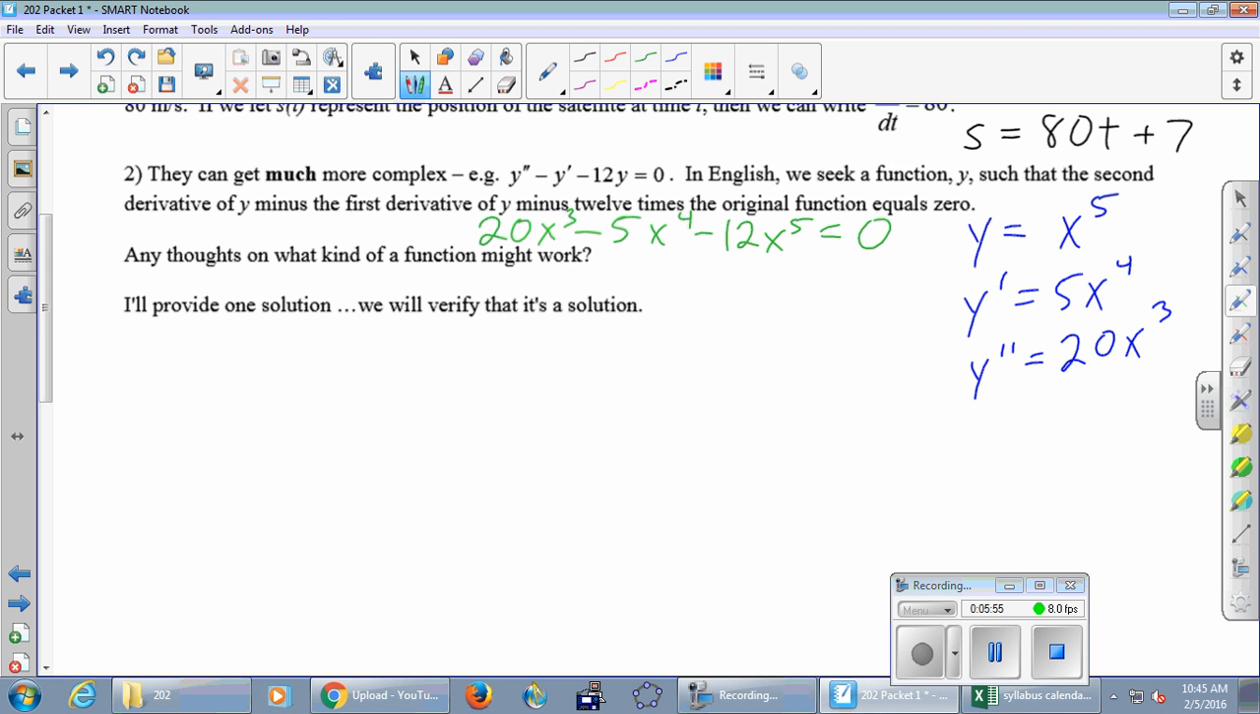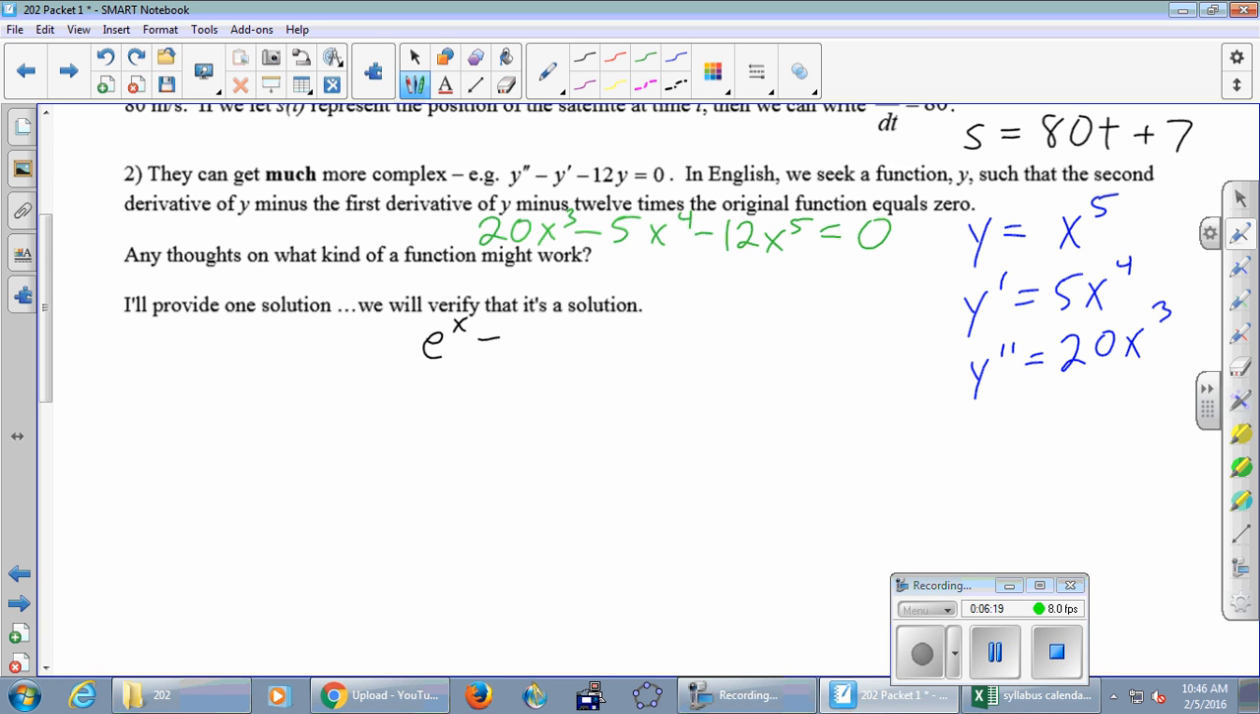Isn't e to the x a really nice candidate? Because maybe somehow the second derivative minus the first derivative and minus 12 times the original will all magically cancel, because they're kind of comparable to each other, whereas x to the fifth is not going to cancel with this x to the fourth term. So e to the x sounds good. We know that all the derivatives of e to the x are just e to the x. So let's just see if e to the x is maybe going to work.